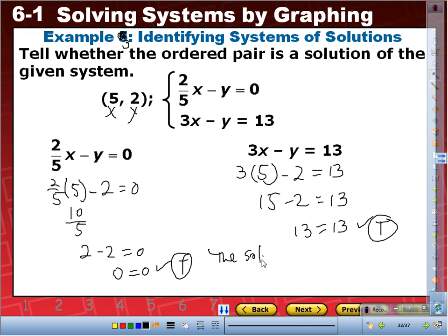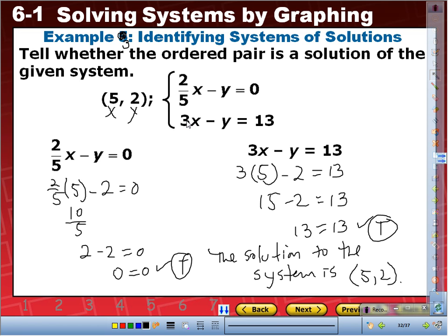The solution to the system is (5, 2). Does everybody see that? Why did I write (5, 2)? Because we proved now that it is a solution to the system because it works for both. What if it didn't work for one? Therefore, it's not a solution to the system. It has to work for both equations. This one they're not asking to graph. Okay? How we doing? Good? All right.